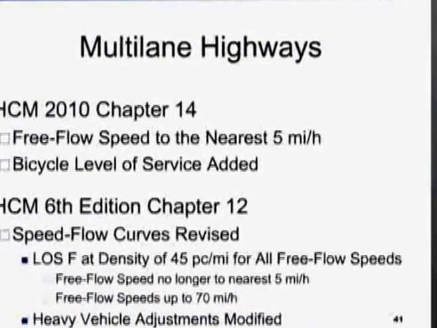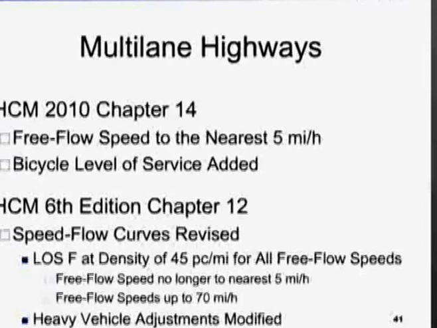Multi-lane highways: the speed flow curves were not interpolated in 2010 and went back to interpolation in 2016. Bicycle level of service was added. What happens in the 6th edition is that multi-lane highways are made more consistent with basic freeway segments. Instead of the EF threshold varying by free flow speed, which it did in 2010, it's going to be set to 45 for all free flow speeds.